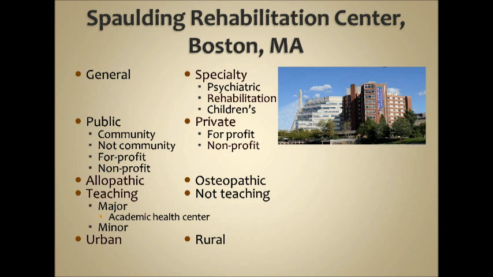Spaulding Rehabilitation Center in Boston, Mass. is a place where a lot of people have gone if you live in Boston and you need to rehab for a while. This is the kind of physical rehab, not like if you fall off the wagon. So what happens here? Well, this is that rehab specialty, right? And this is actually a private nonprofit, so it's not public. It's allopathic, it doesn't follow osteopathic approaches, and it's actually a teaching hospital. So if you study rehabilitation, you may find yourself in Boston doing some work at Spaulding Rehabilitation Center. And of course, it's in Boston, so it's urban.